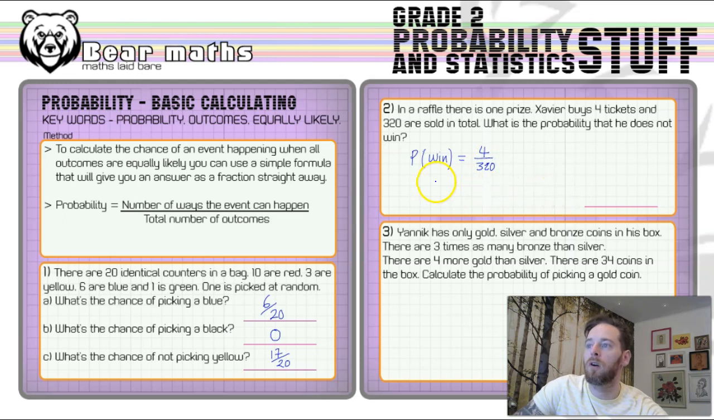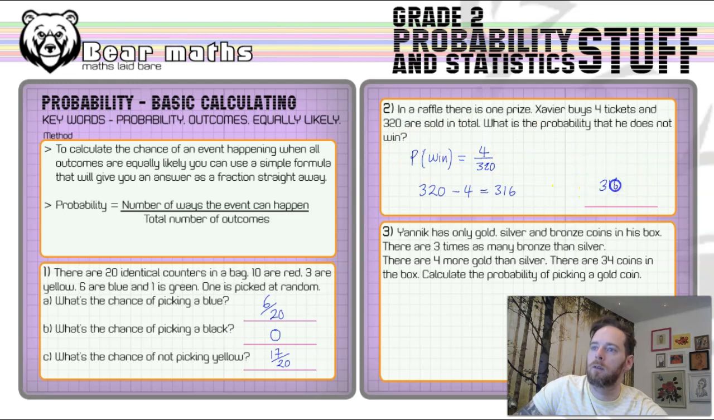So the probability that he's not going to win, how many tickets has he not got? Well, he's not got 316 of them. And we know that by doing 320 take away 4. So 316. We don't have to use this notation. I just thought it's a nice opportunity to show you that it exists and we can use it. Later on down the line it might come in useful.